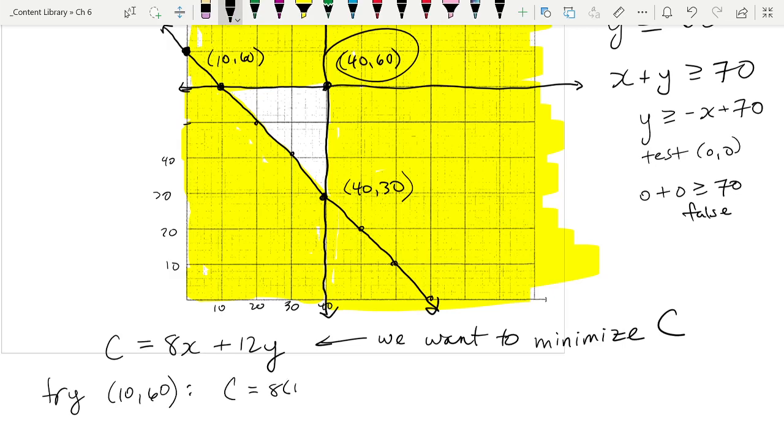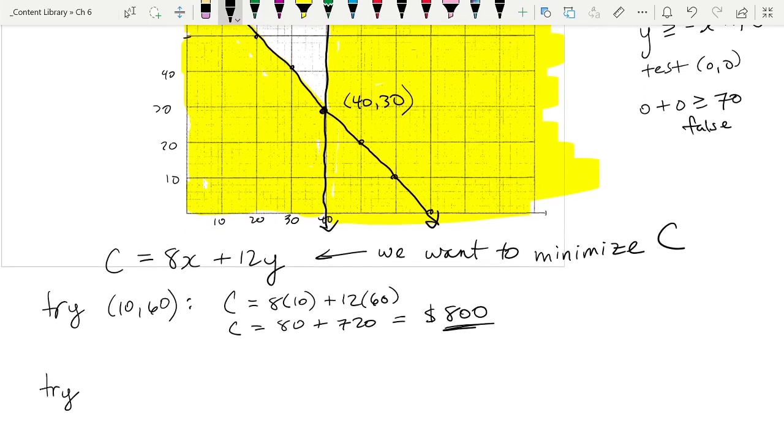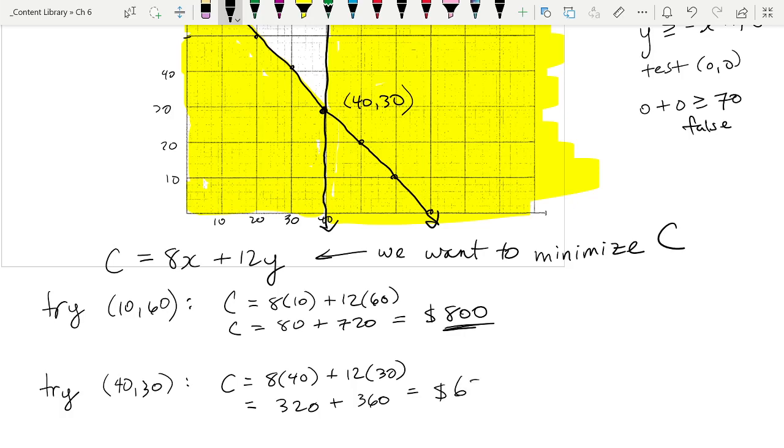Cost is 8 times 10 plus 12 times 60. You can use your calculator if you want, but I think I can do this in my head. That's 80 plus 720. And that's $800 a day of cost. Does the other one beat that? I think it does, doesn't it? If we try the 40, 30, you get cost is 8 times 40 plus 12 times 30, and that's 320, double check my mental math, yeah, and 360, and that is 680. So that's the one.